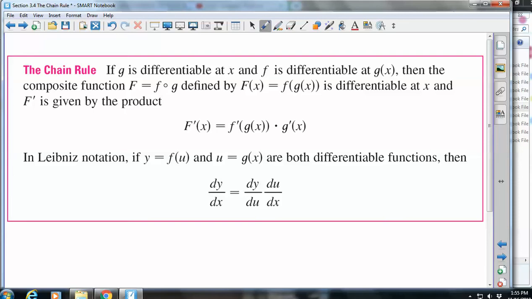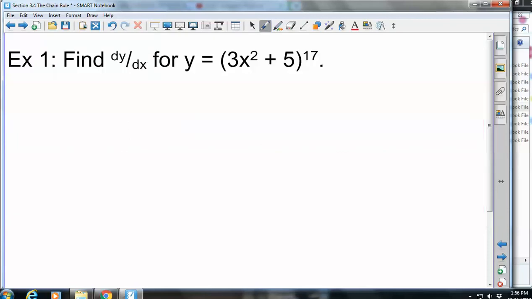Would we have to write it out? No. You can't just bring it in. You would have to write x plus 4 five times and multiply it out, but no, we don't have to do that. Alright, so let's try another one. Let's find the derivative of y equals 3x squared plus 5 to the 17th power.